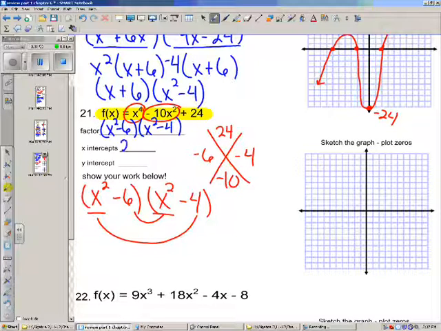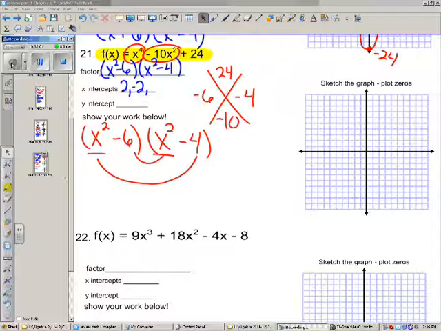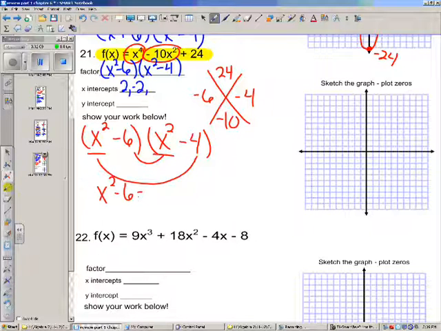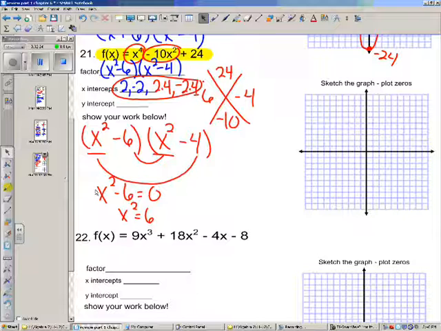The square root of 4 is going to be 2 and negative 2. And the square root of 6. All right, and then when I take the x squared minus 6 and set that equal to 0, I will end up taking the square root of 6, which is about 2.4. But again, it's going to be positive 2.4 and negative 2.4. And so these are the numbers that I'm going to graph on my graph.